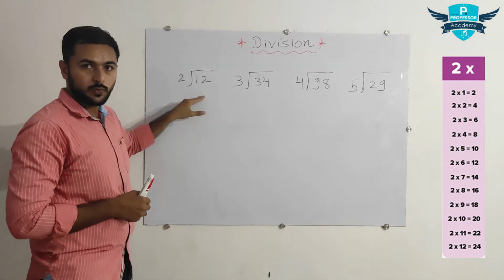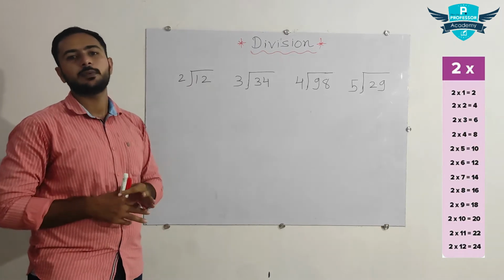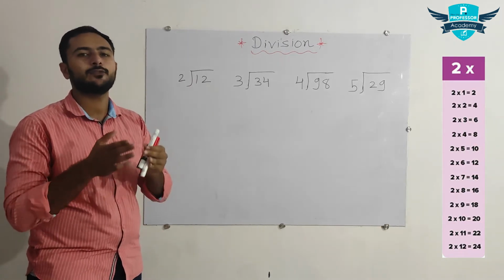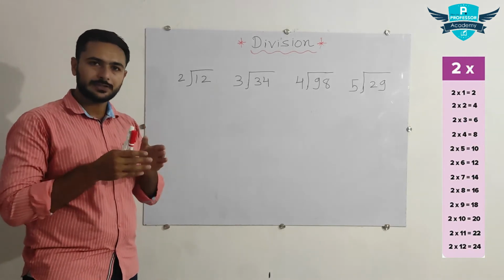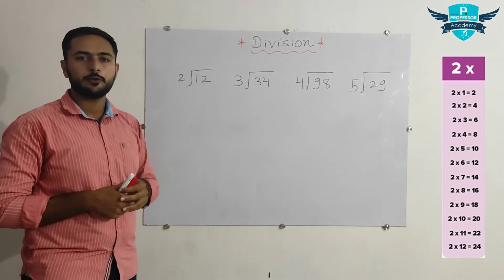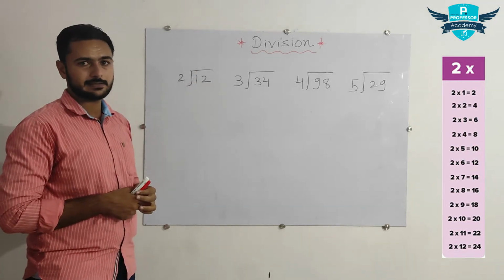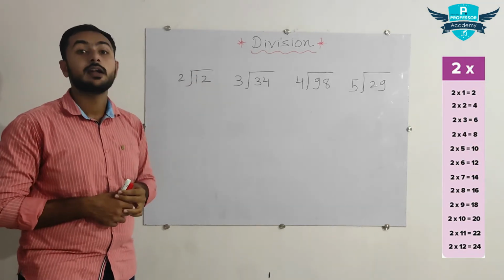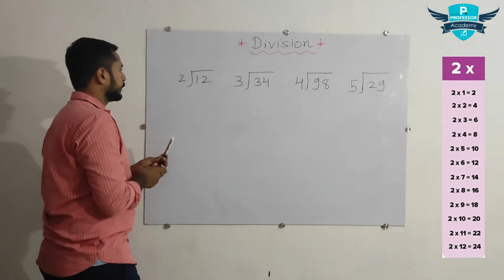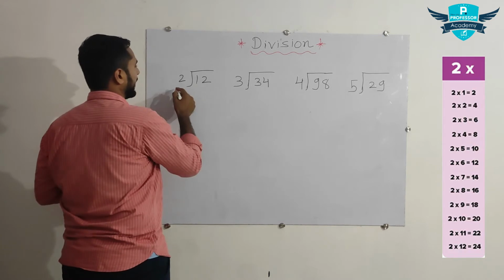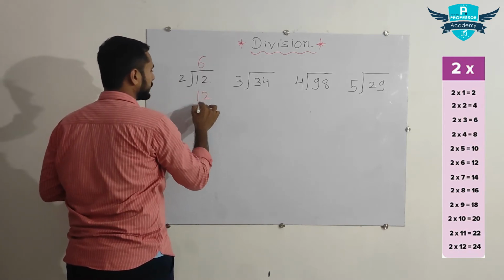Now, is 12 bigger than 2 or smaller than 2? Yes, it's bigger than 2. It means we can find 12 or a number less than 12 in the table of 2. So see there, can you find 12 over there? Yes. 2 sixes are 12. So simply we will write it in the form 2 sixes are 12.